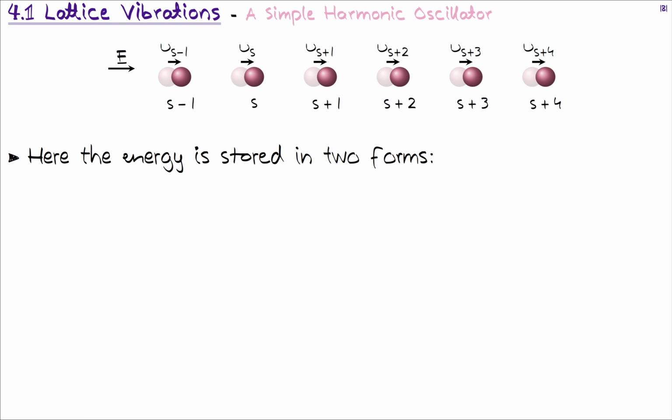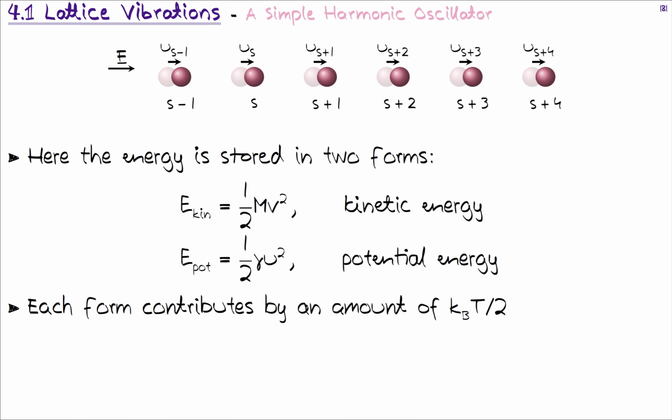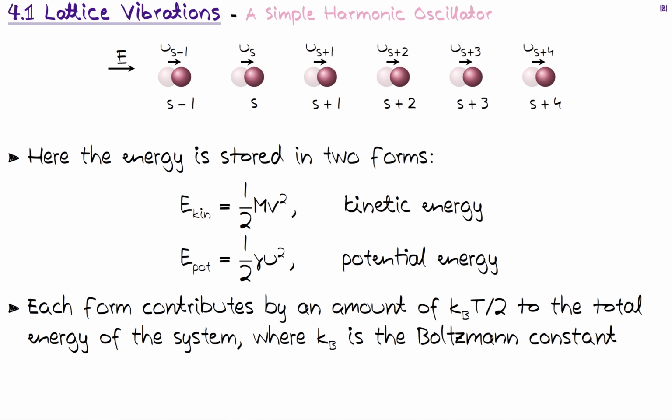How do we use that for now? We have a single one-dimensional oscillator, with a kinetic energy term of the form 1/2 times m times v squared, and then we have the potential energy looking similar. Essentially, the equipartition theorem says that each form of energy that the system can store contributes an amount of kBT/2 to the total energy of the system. Here kB is the Boltzmann constant.